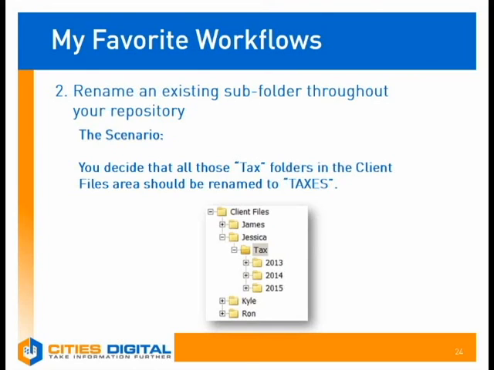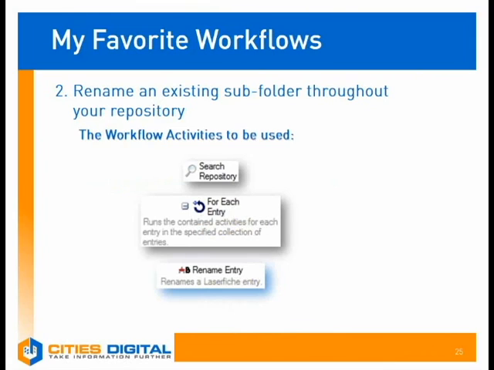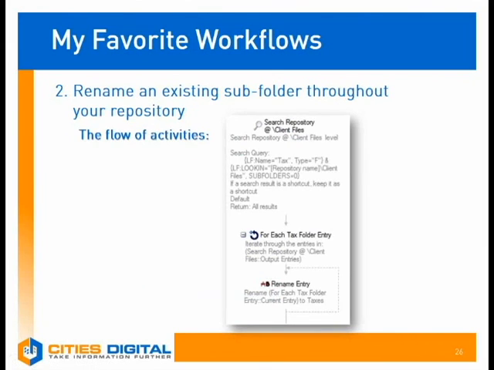It is, again, much like the previous workflow. You'll use the same activities. You'll use your search repository activity. We then need to take action on the returned results, and the returned results are the for each entry. And then all we're simply going to do is a rename activity. The flow of that workflow looks very similar to my previous workflow example. We do a search, and then for those returned values, we rename the entry. And so we use that rename entry activity.